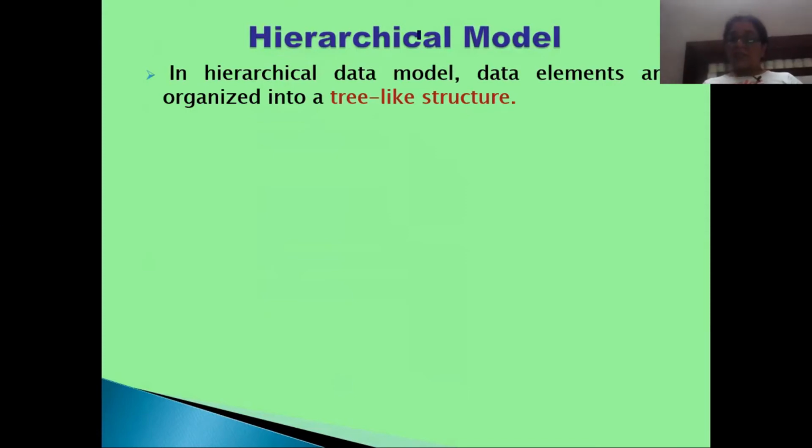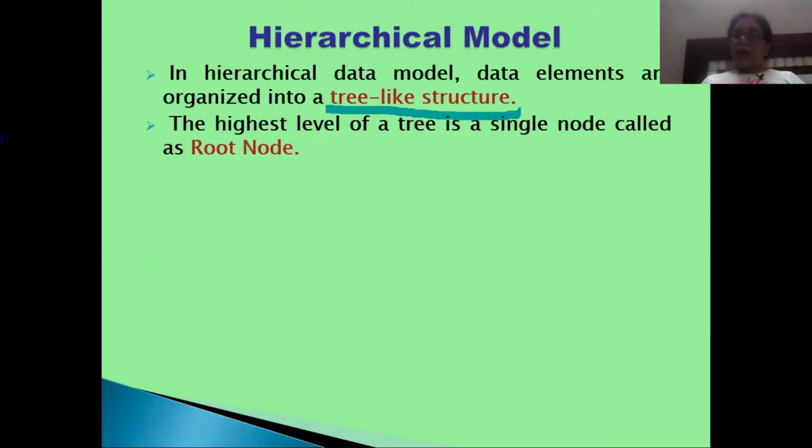In a hierarchical data model, data elements are organized into tree-like structure. All the data elements are arranged in a tree-like structure here. Again, the highest level of a tree is a single node called as a root node. As we have a tree का जो root होता है, that is the main processing area. So here also the tree has a one single node which is called as a root node and which shows the highest level of tree.